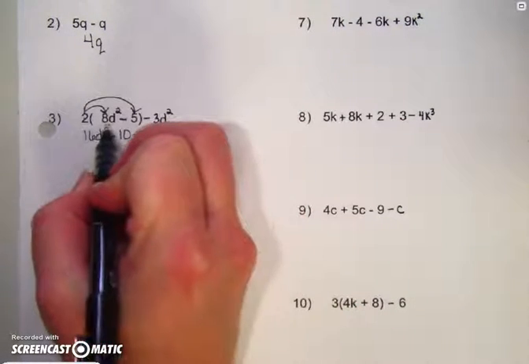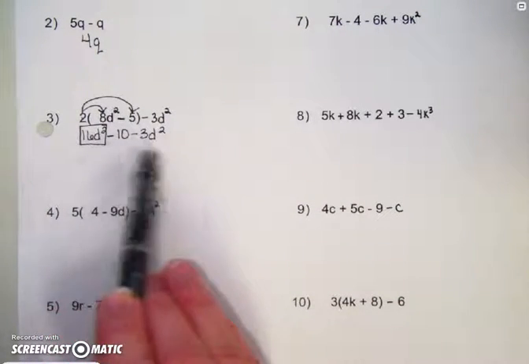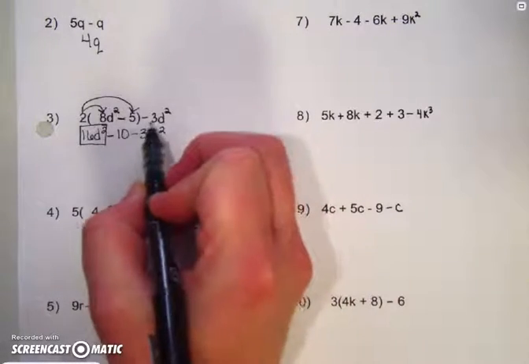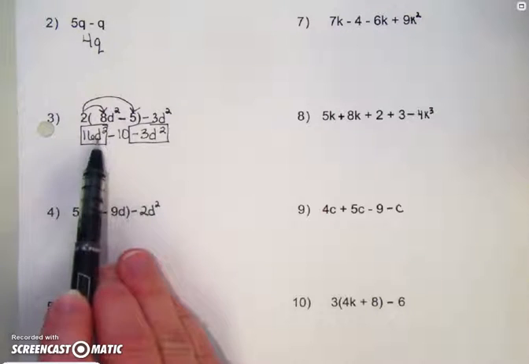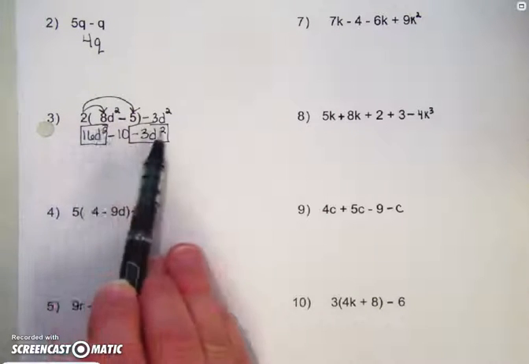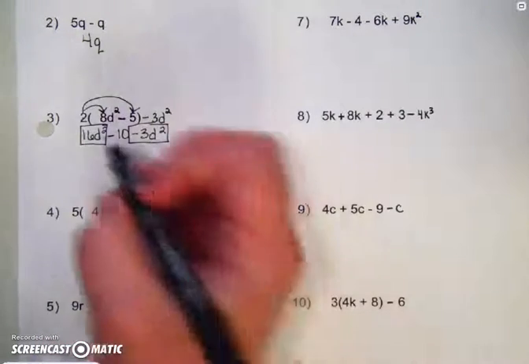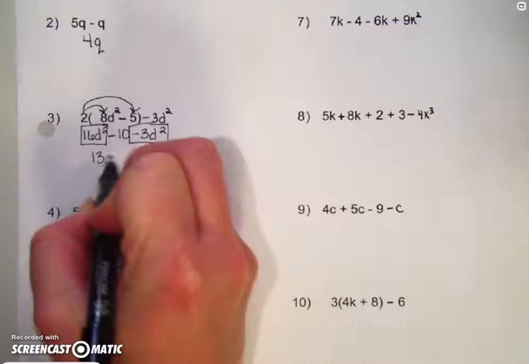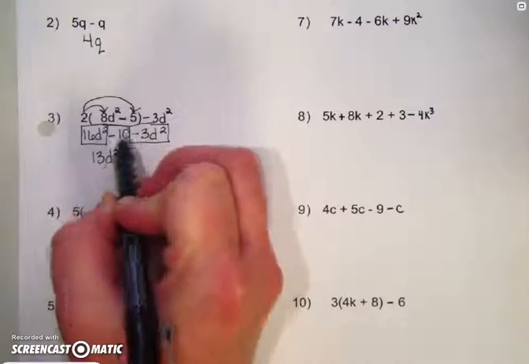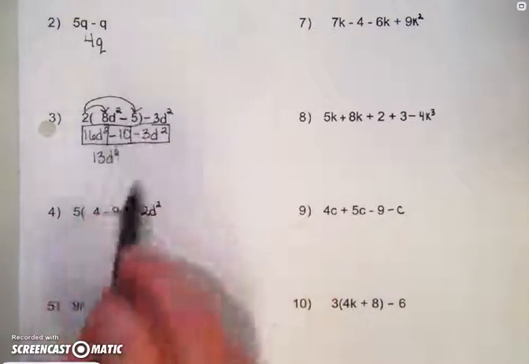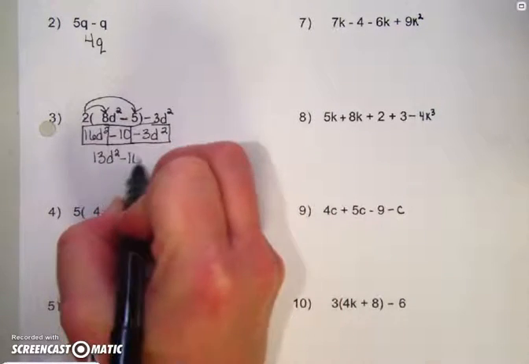So we're going to take our first term, which is 16d squared, and we'll look at the rest of our expression and see that minus 3d squared is the same. It has the same variable with the same exponent. So 16d squared minus 3d squared gives us 13d squared. And then right here in the middle we have minus 10, and we do not have another constant to combine that with, so we're going to bring down our minus 10.